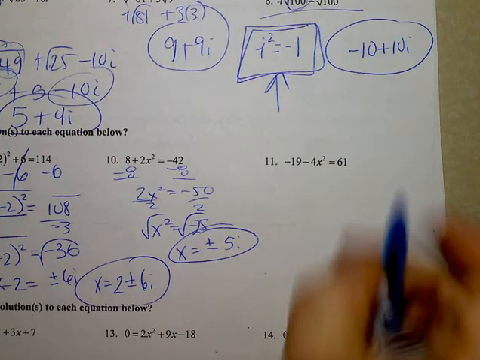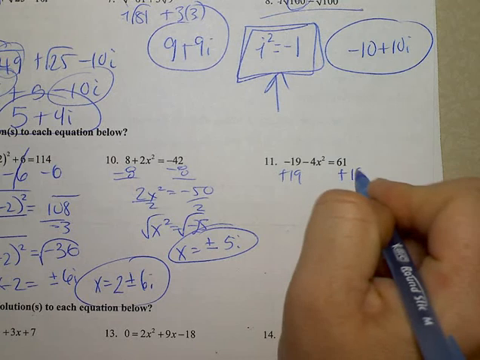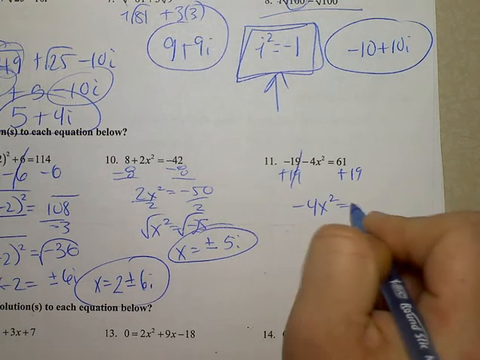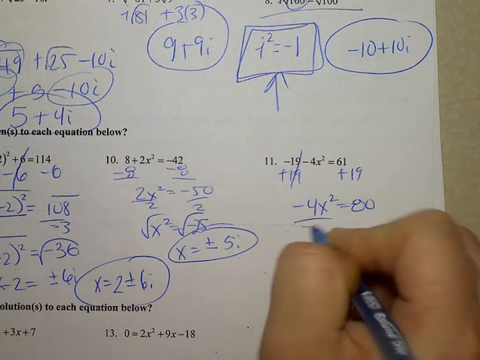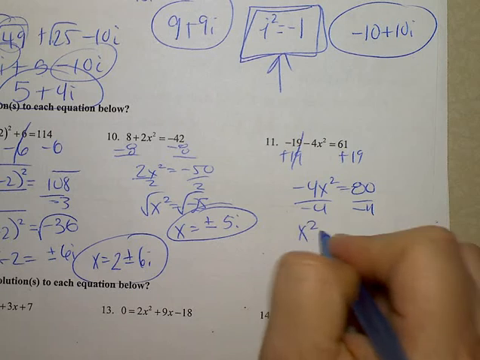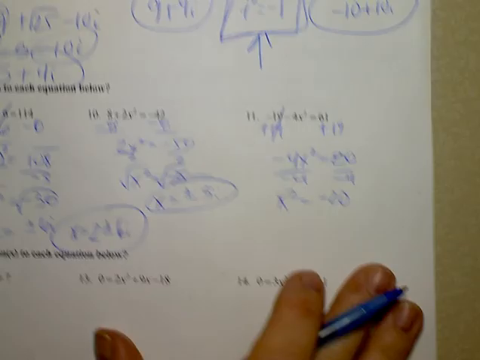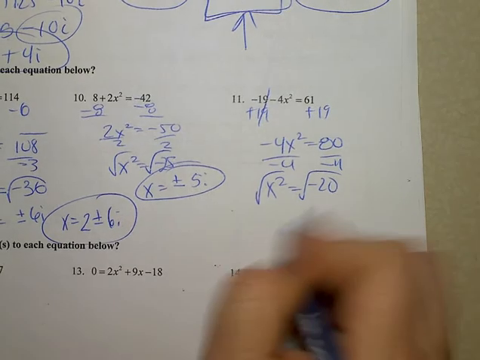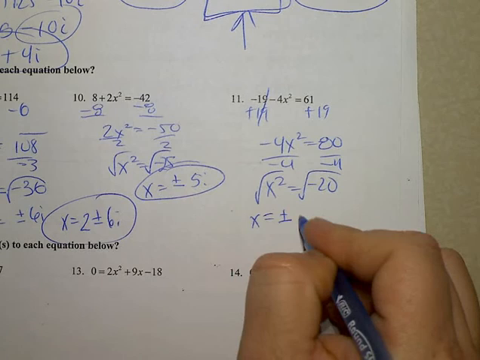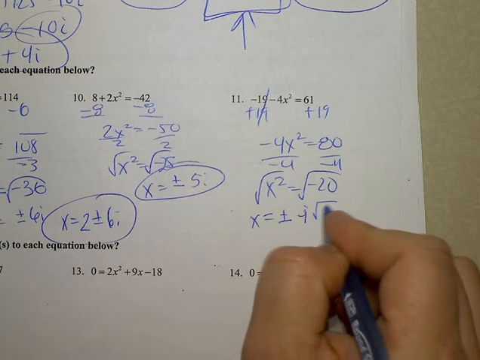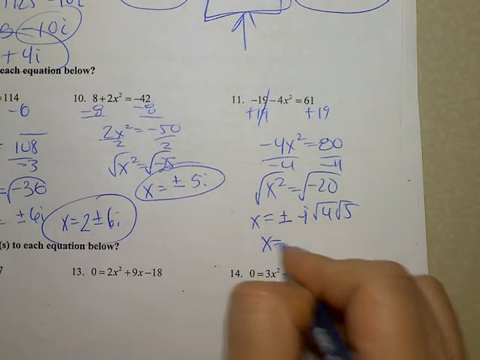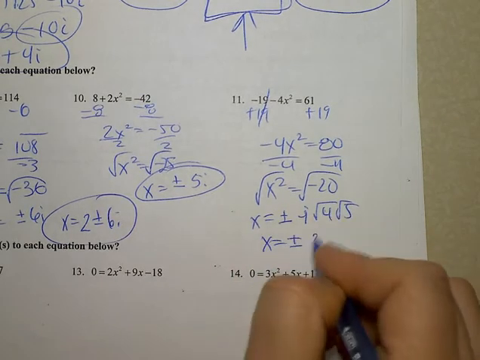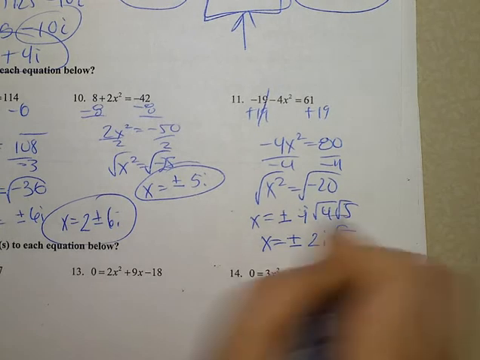Last one is add 19 to both sides. Negative 4x squared equals 80. Divide by negative 4. x squared equals negative 20. Now this is the careful one here. Yes, you're going to have two answers. That is true. But 20 breaks into 4 times 5. So this is going to be plus or minus 2i radical 5.